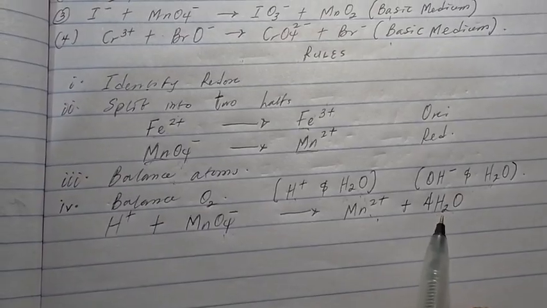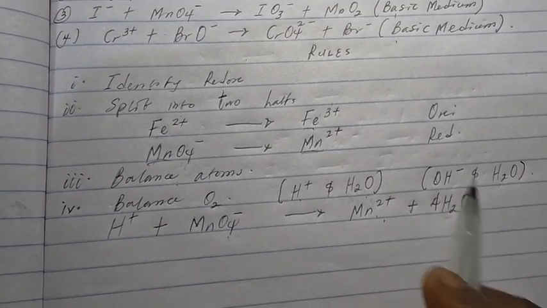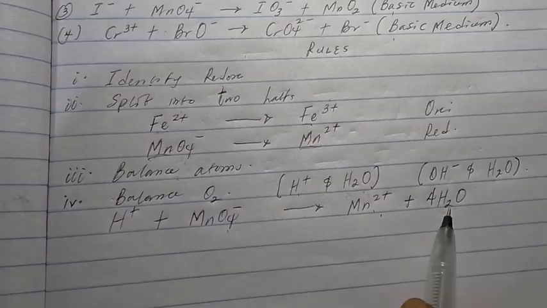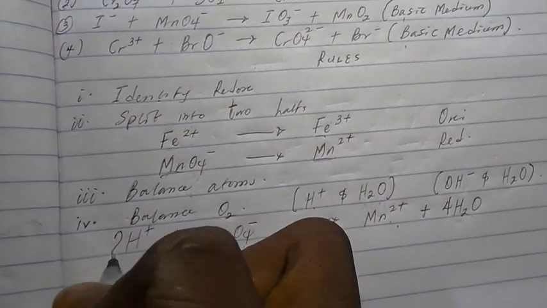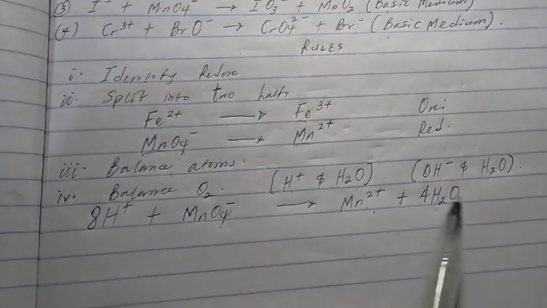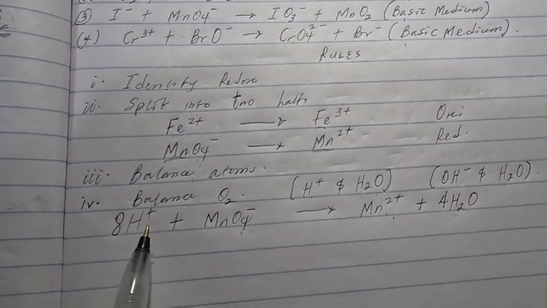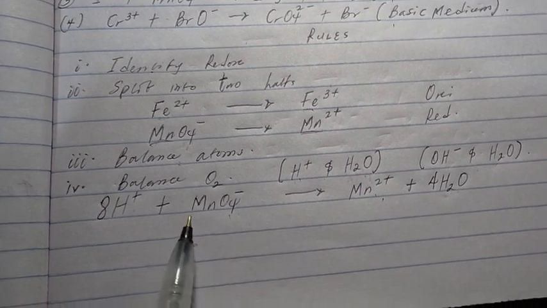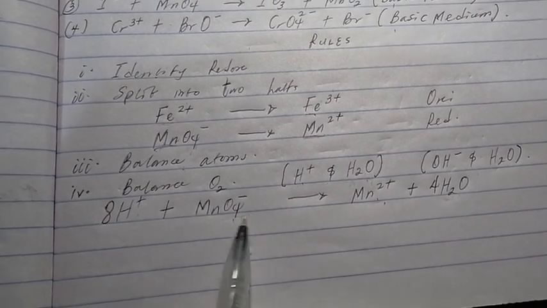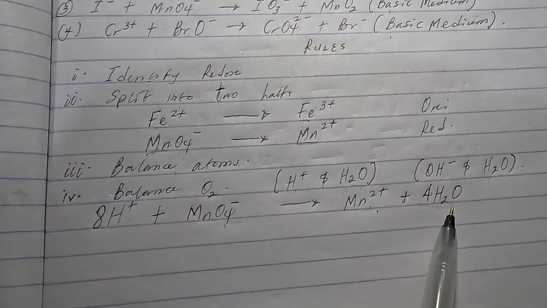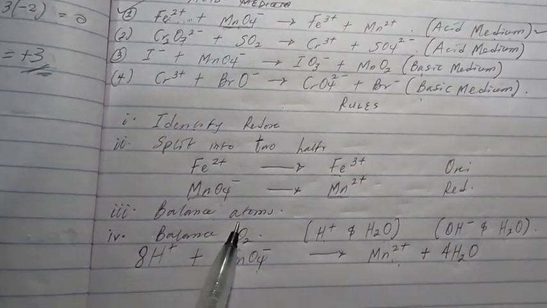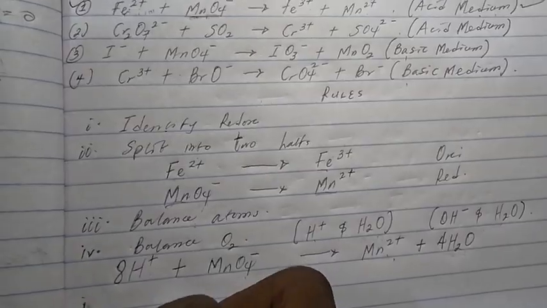But that has changed the number of hydrogen. So how many hydrogen do I have here now? 2 times 4, that's 8. Then you put it here, then that's 8. So if you check the atoms now, they balanced. So this is 8 hydrogen, this is 8 hydrogen. 1 manganese, 1 manganese, 4 oxygen, 4 oxygen. So that is balanced. So that's the next step. So the next step is now to balance charges.